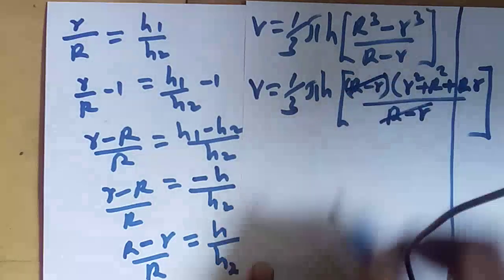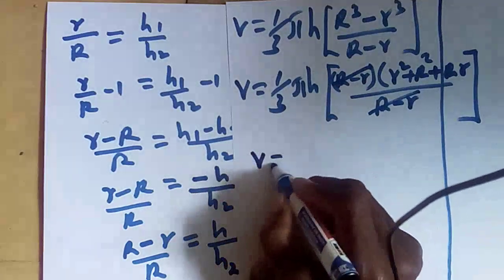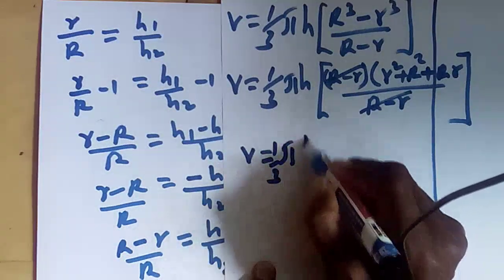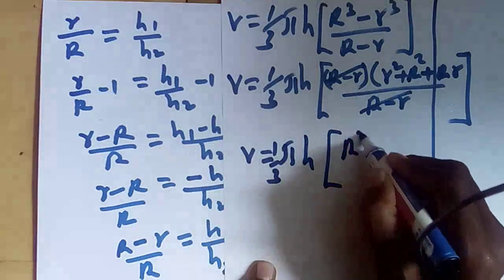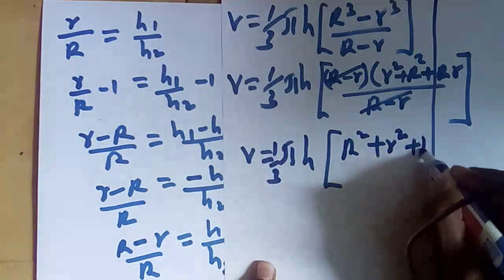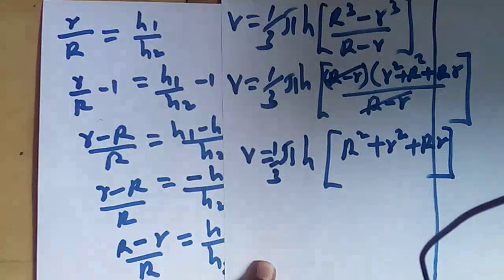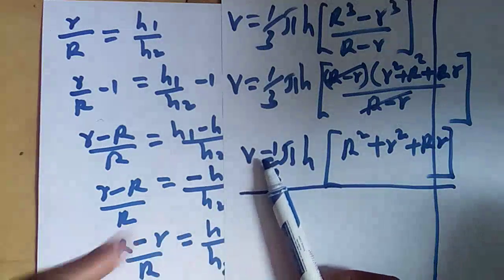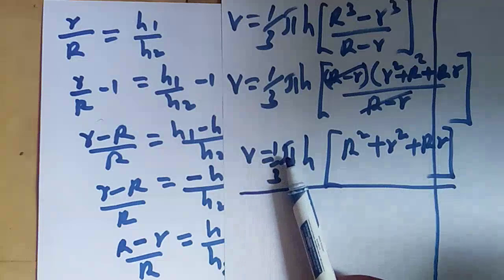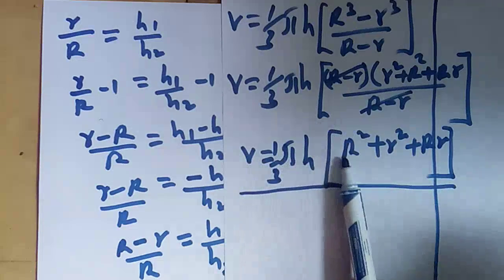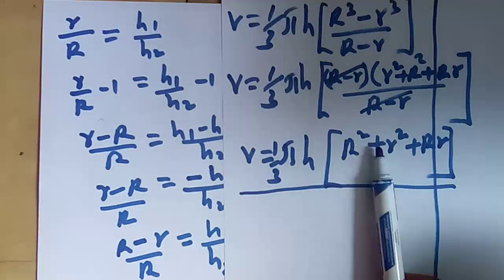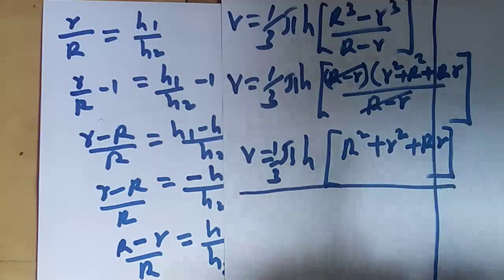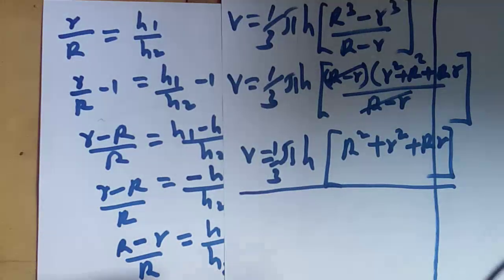Remember, this one will cancel up, and therefore this one is going to reduce to volume is equal to a third pi h into R squared, plus r squared, plus Rr. Now, in other words, we can actually get the volume of a frustum by taking a third pi multiplied by h, and then into bracket the sum of R squared plus r squared, then plus Rr, the product of the two radii. Again, that one can still give you the formula that we are interested in.